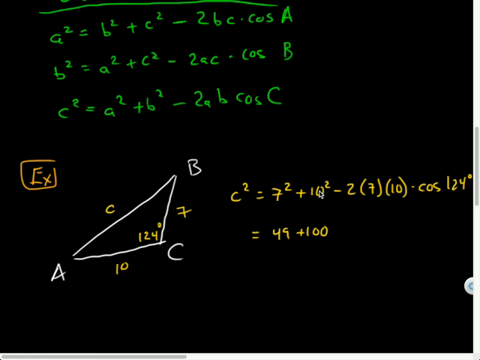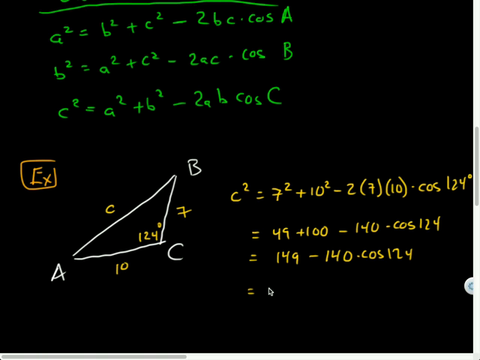So 7 squared is 49, 10 squared is hundo, minus, what's that, 140 times the cosine of 124. Now this is what people do, ready? They'll do 149, and they'll see this minus 140 times the cosine of 124, and you know what they'll do? They'll do 9 times the cosine of 124. No! Why is that bad? Because multiplication comes before subtraction. But they don't. They don't, guys. So be careful. Be careful.